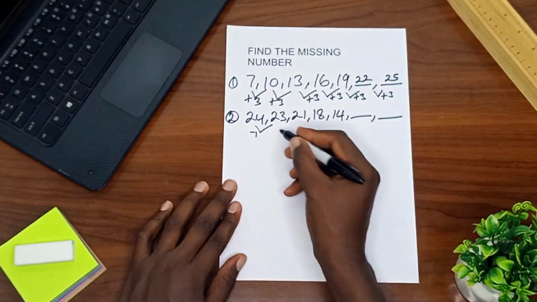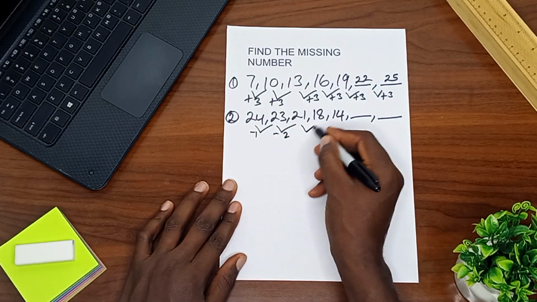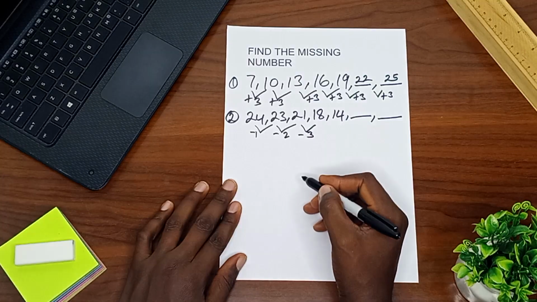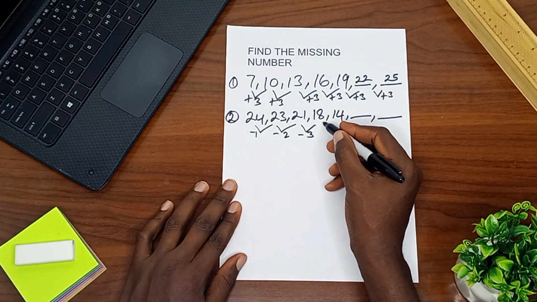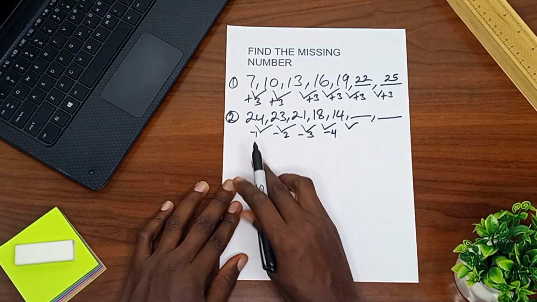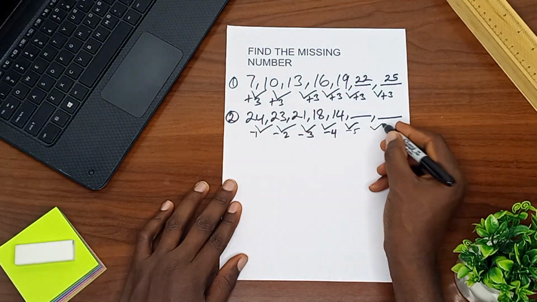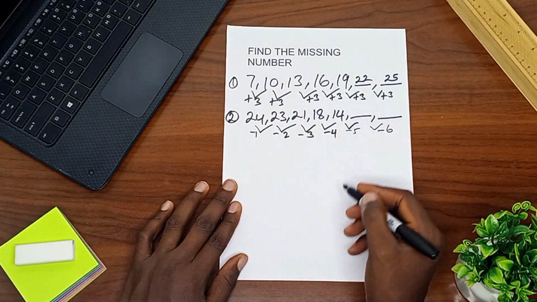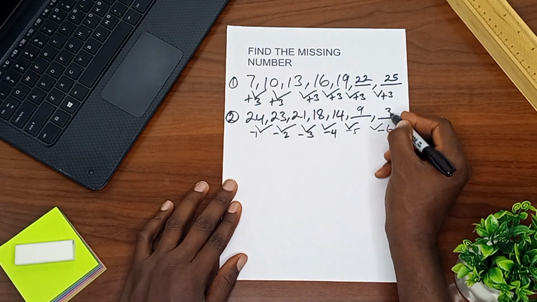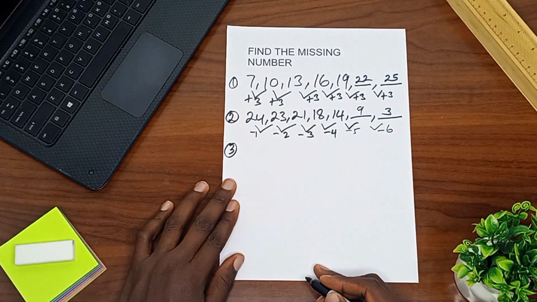So this is minus 1. 23 to 21, that's minus 2. 21 to 18, that is minus 3. 18 to 14, that is minus 4. That means the sequence is minus 1, minus 2, minus 3, minus 4, minus 5, minus 6. So 14 minus 5, that is going to give us 9. 9 minus 6, that's going to give us 3. Those are the next numbers in that sequence.